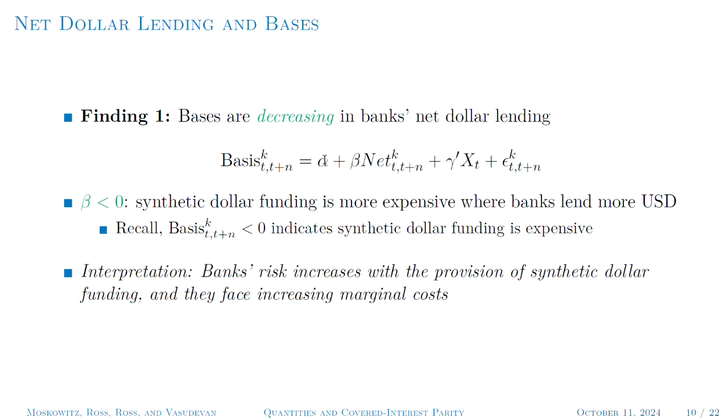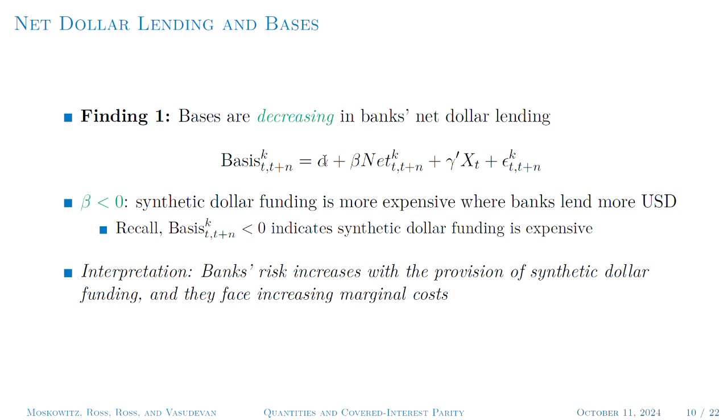So the first result is that bases are decreasing in banks' net dollar lending. So we simply regress the basis for each market on net dollar lending. And we see that the coefficient is negative, which means that synthetic dollar funding is more expensive where banks are lending the most dollars, which is a little bit surprising, right? The markets in which banks are intermediating the most have the largest CIP violations.